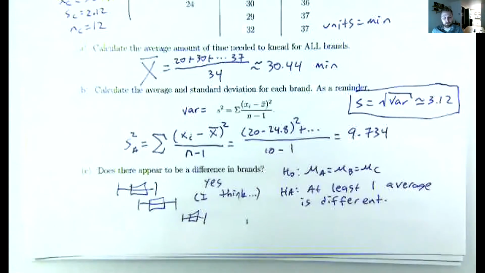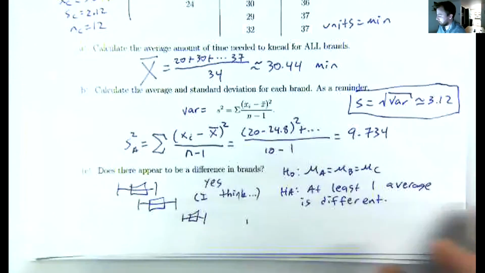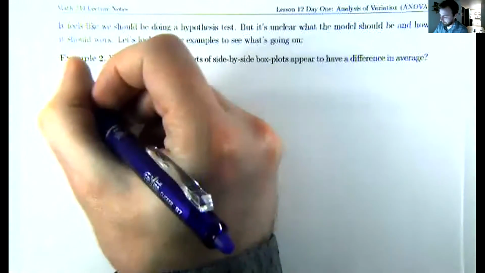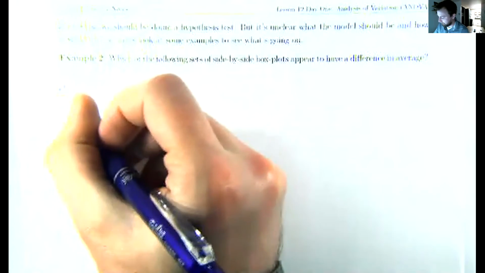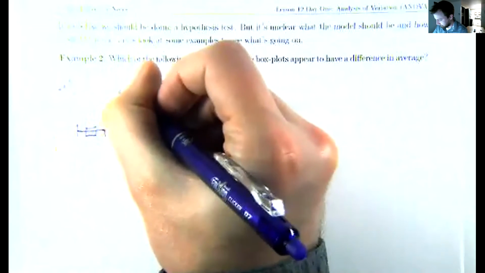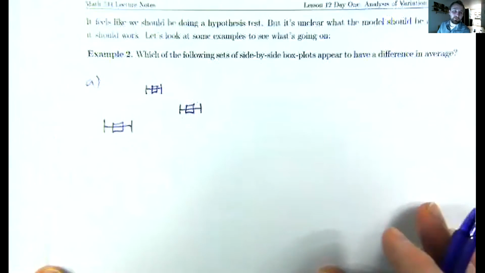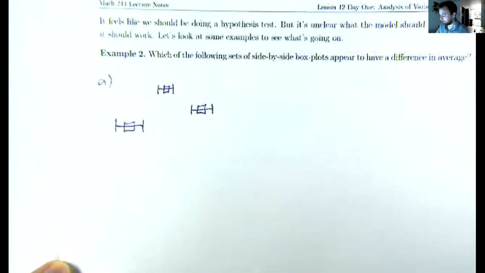So we're just going to practice looking at a couple of these stacked box plots and try to determine when it looks like there's a difference and when it doesn't look like there's a difference. And I'm going to use all these numbers again, so I'm keeping this page close by. So which of the following scenarios appear to have a difference in averages? So scenario A, suppose I have 3 different groups and it looks something like this.